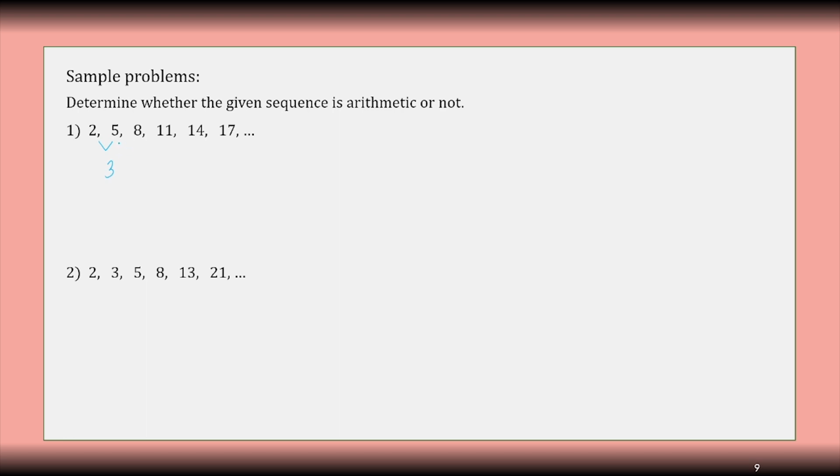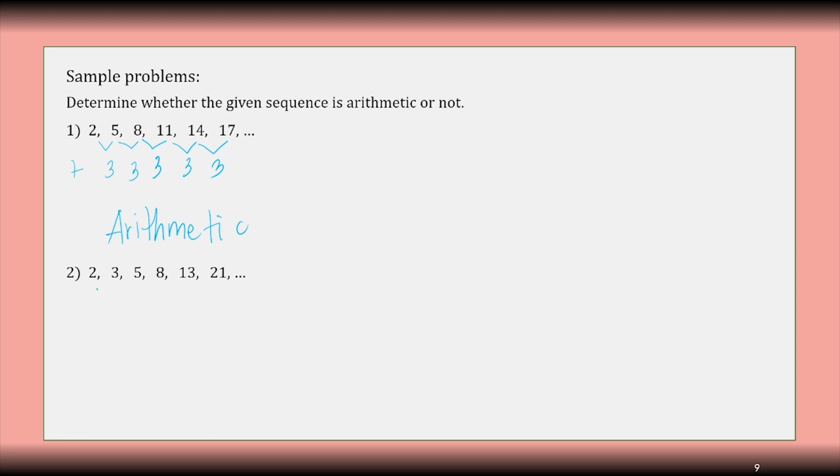Then, yung 8 and 5, ang difference niya is 3 ulit. Then, 11 and 8 is also 3. And 14 and 11, 3 din. 17 and 14 is also 3. So, mapansin natin, yung ating sequence is increasing. So, pag increasing siya, positive yung ating common difference. Since we have a common difference, kasi pare-pareho naman silang 3, it is an example of arithmetic sequence. Next, let's proceed to example number 2.